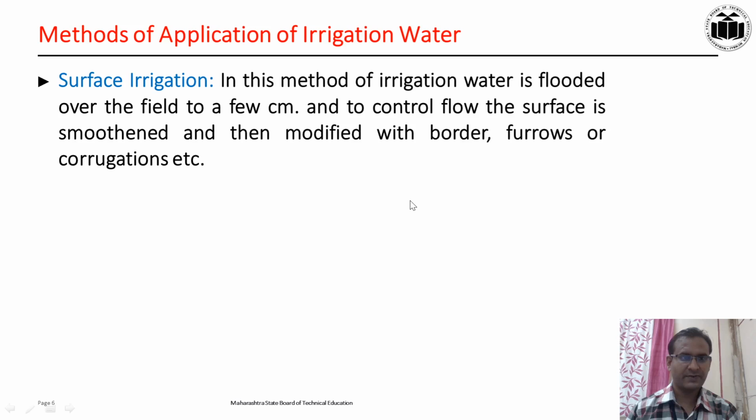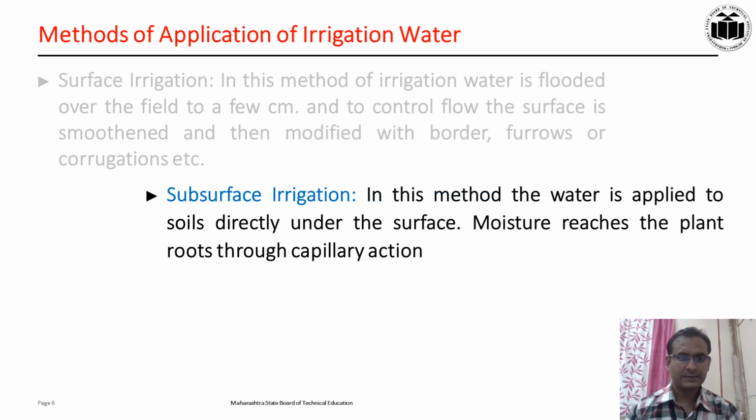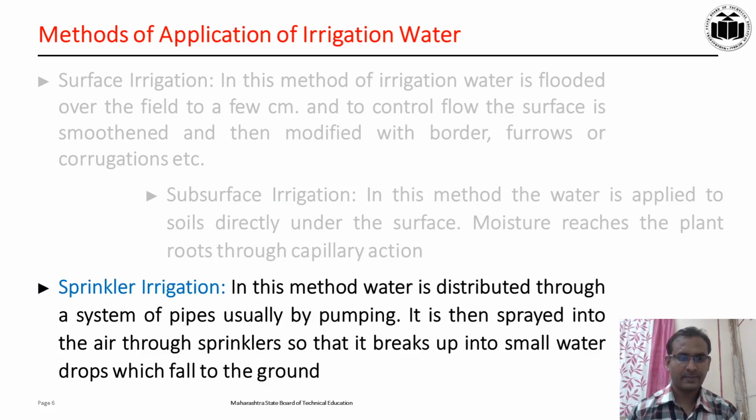Start with some basic definitions, that is surface irrigation. In this method of irrigation, water is flooded over the field to a few centimeters, and to control flow, the surface is smoothened and then modified with borders, furrows or corrugations, etc. Subsurface irrigation. In this method, the water is applied to the soils directly under the surface. Moisture reaches the plant roots through capillary action.